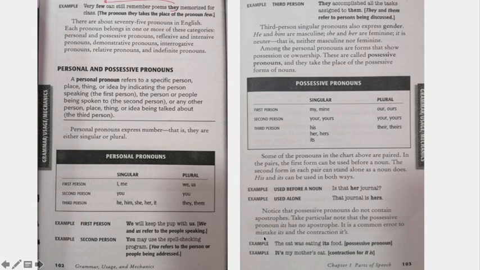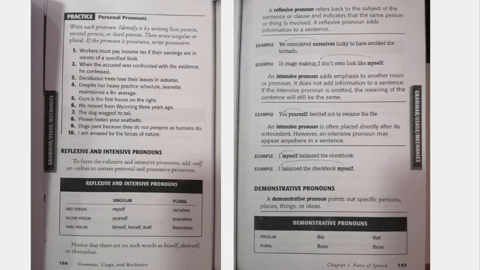Example: the cat was eating its food. So it is a possessive pronoun. It's my mother's cat is a contraction for it is. So there is a difference.